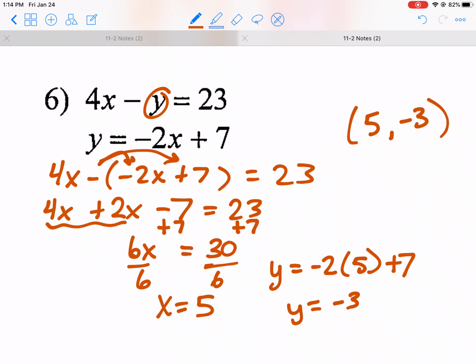Let's check this out. Up in our equation, we have 4 times 5, that's 20, minus -3, that's 20 plus 3. There we go, it's 23. Here we have -3 equals -2 times 5, that's -10, plus 7, that's -3, so that one works as well.